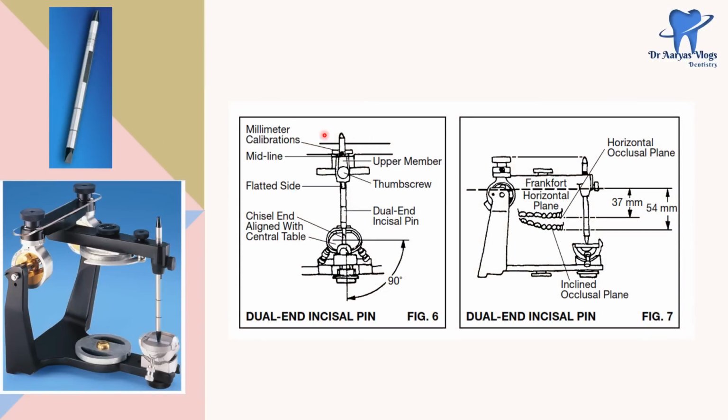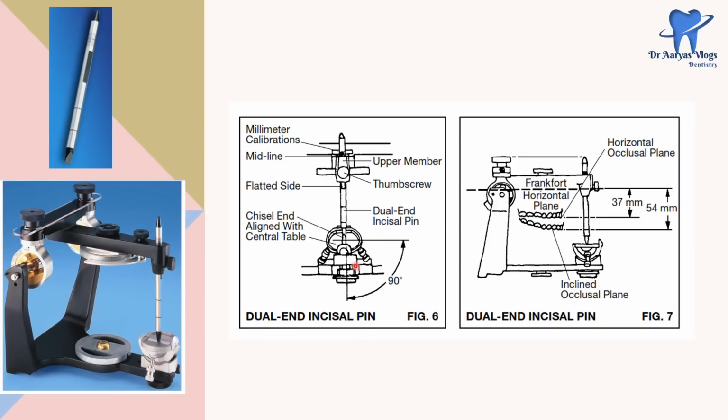Why is it known as dual end incisal pin? Because it has two ends, the spherical tip and the chisel end. And what are the parts of an incisal pin? These are the millimeter calibrations. And this is the midline. This is the flat side. And this is the chisel end, aligned with the central table. And this is the dual end incisal pin. Here this is the thumb screw. This picture shows the thumb screw. This is the upper member.